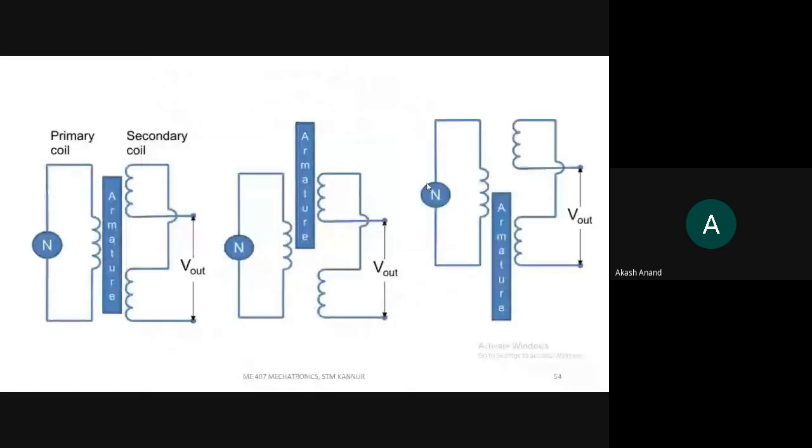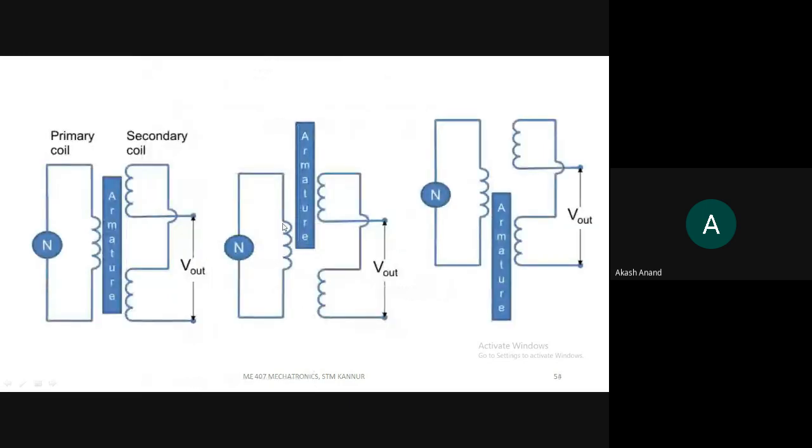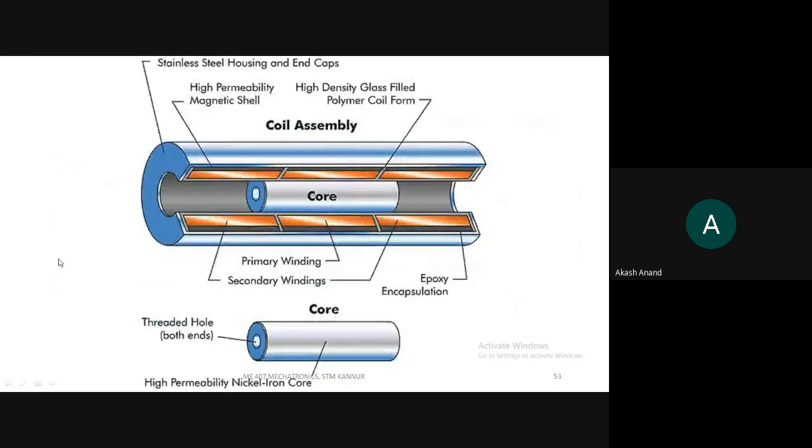This is what I actually mentioned. This is the primary coil that is wound at the middle of the hollow cylinder, and these two are the secondary coils, secondary 1 and secondary 2. These two are connected in series but in an opposing way, and the output voltage is taken. This armature is actually nothing but the core itself. This is the schematic diagram of the LVDT working.